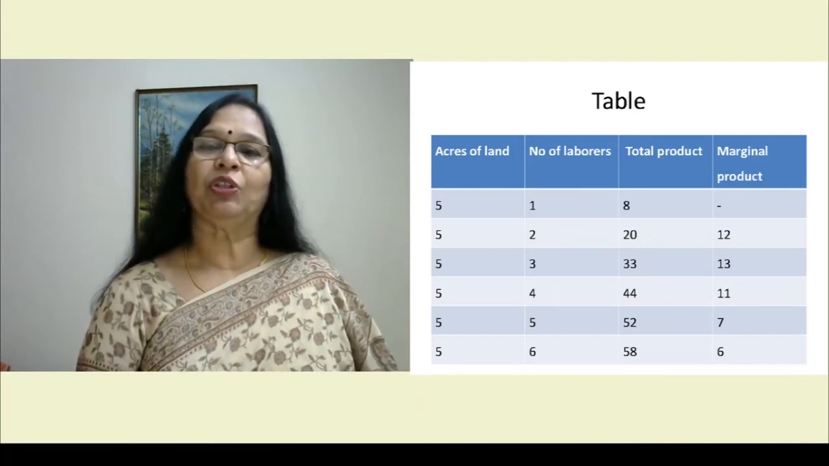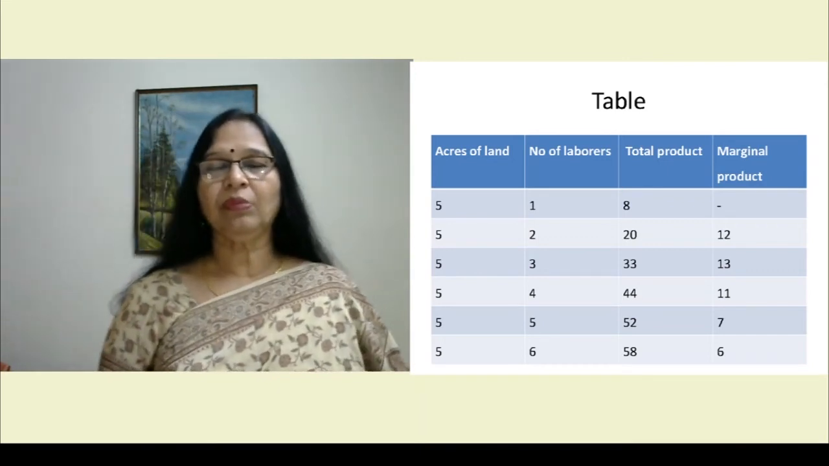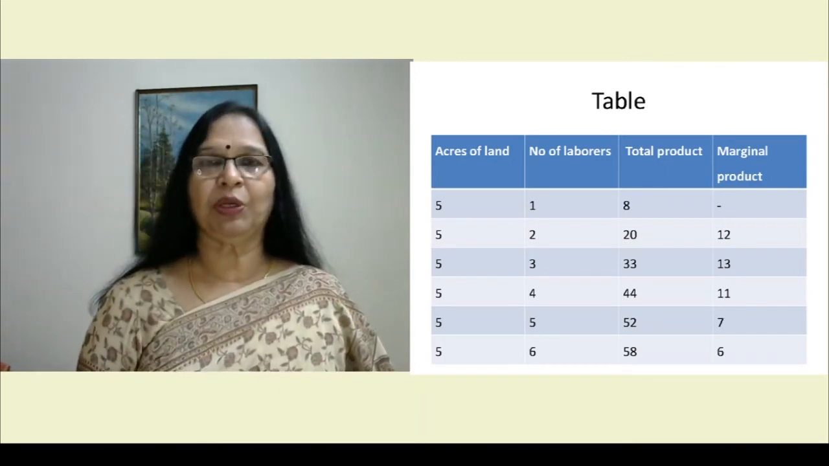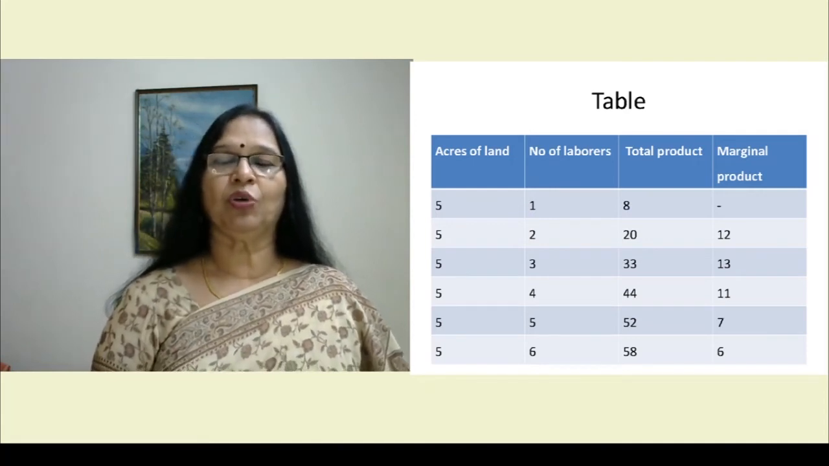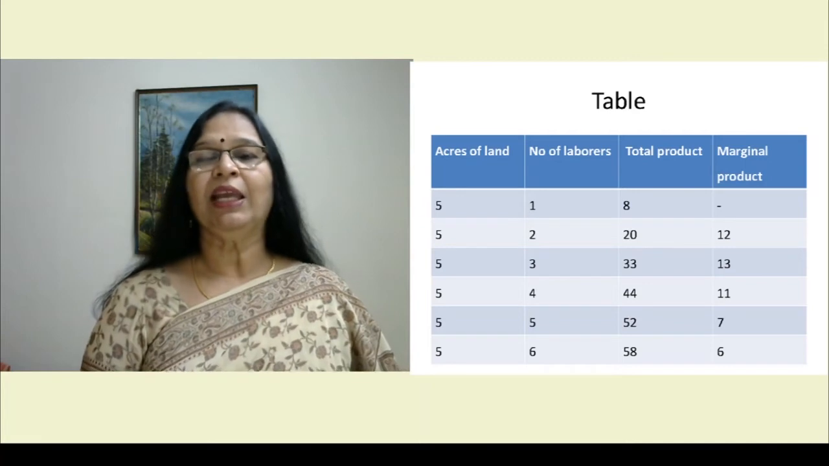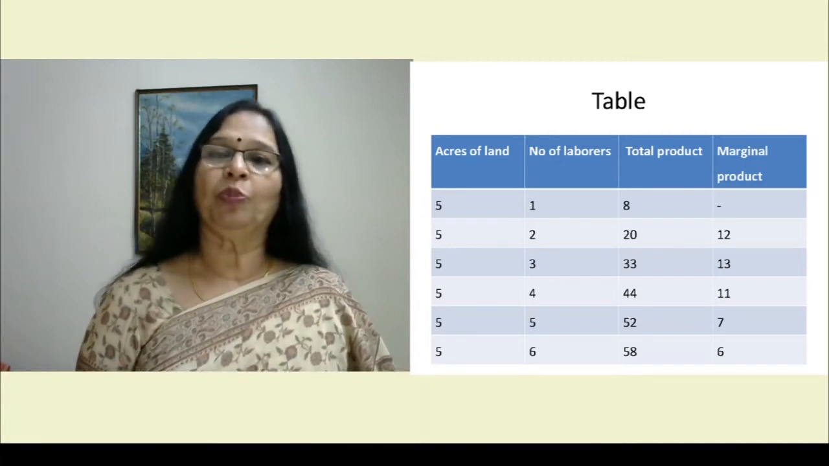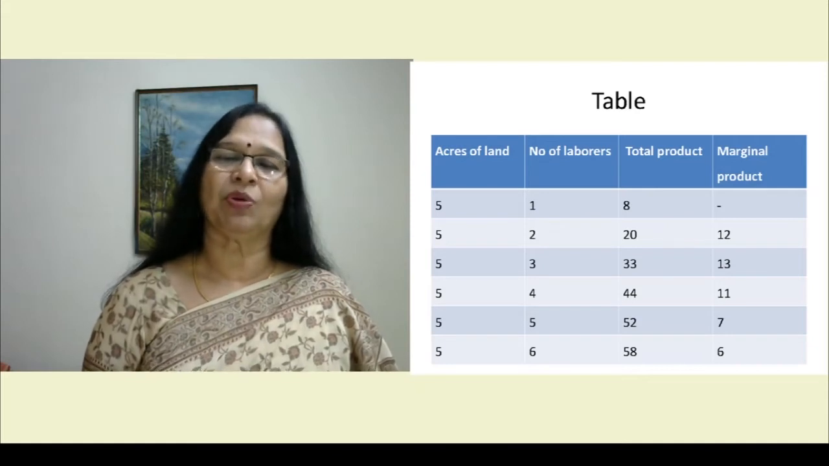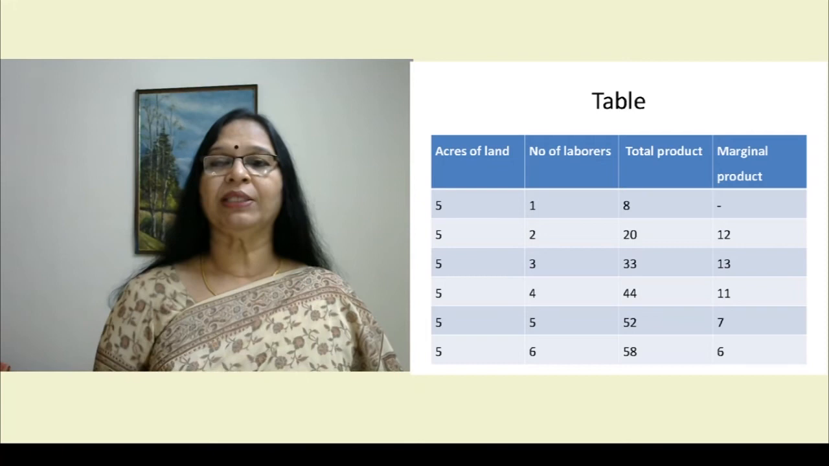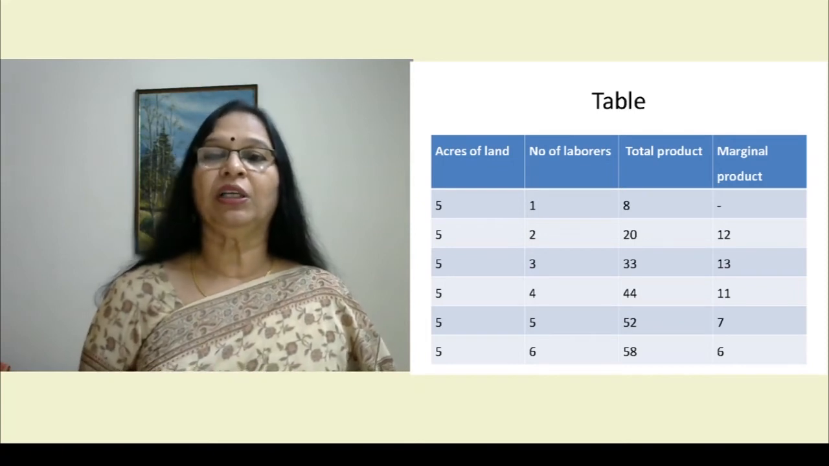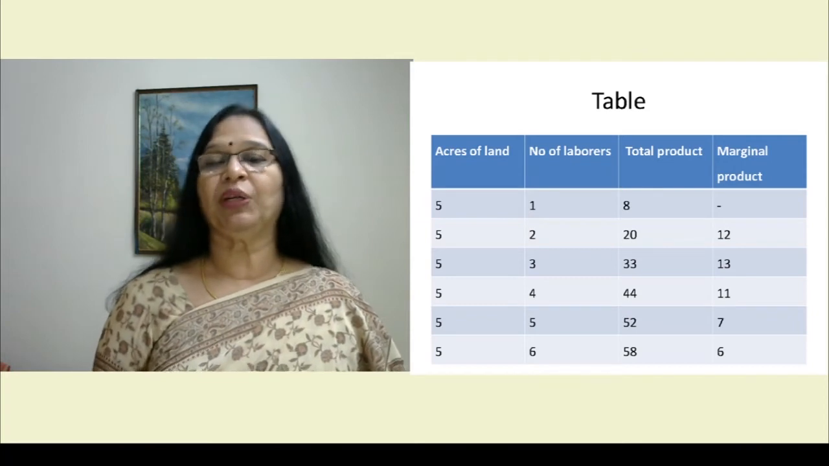Now, what has happened to the total product? Total product is the total amount of goods that are produced at a particular time. So here we are talking about the total product being 8. Then we see that the product has increased because we have more workers, and therefore the output has increased from 8 kilograms or whatever to 20 units. Then the third member joins in, then the output has increased to 33 units, then it goes to 44 units, then it goes to 52 units and 58.